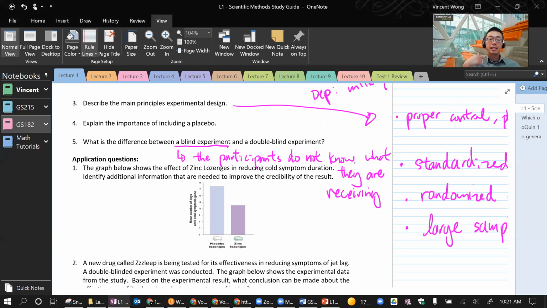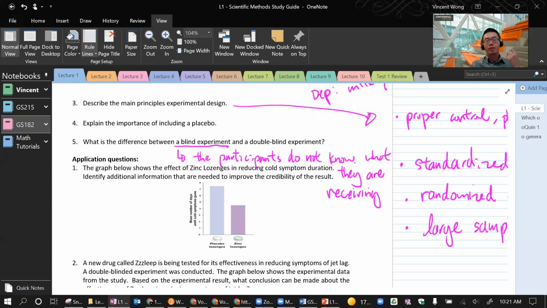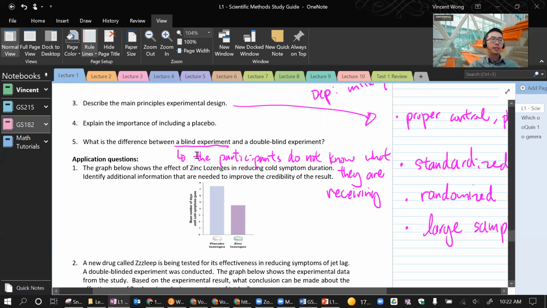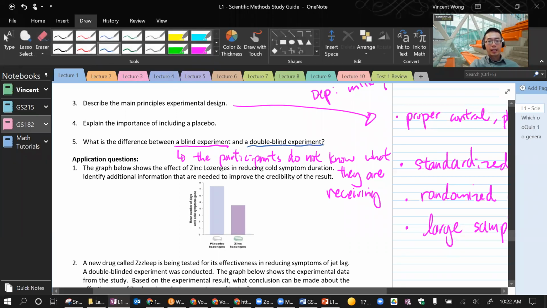Okay, and that's important, because if they know that they're receiving a placebo, then that would not account for the psychological effect. Because they know they're receiving something that's not real, then they might think that it's not going to work. So they don't know, but the person who is administering the test would know. So in a blind experiment, only the participants are shielded away from what they are receiving.